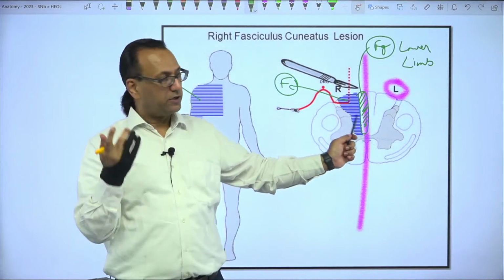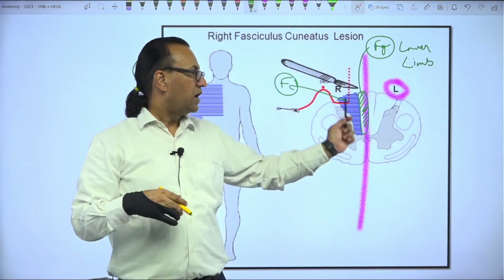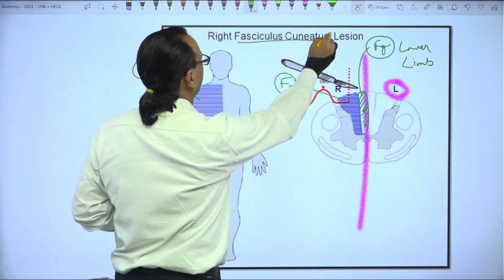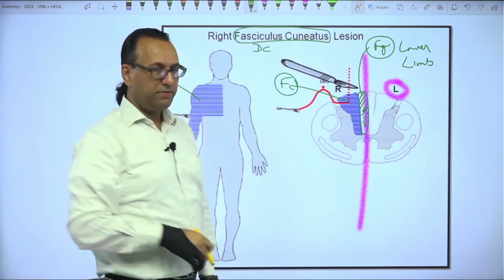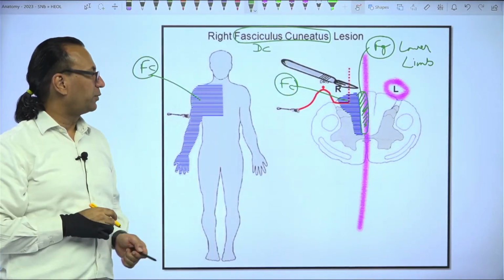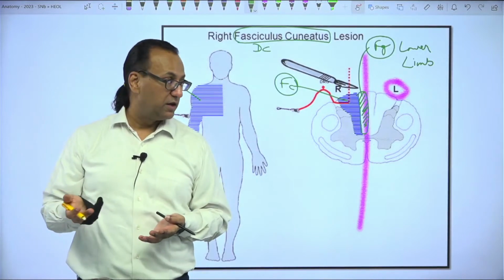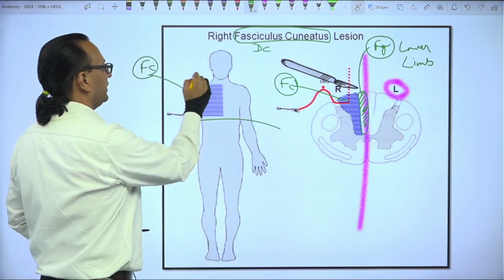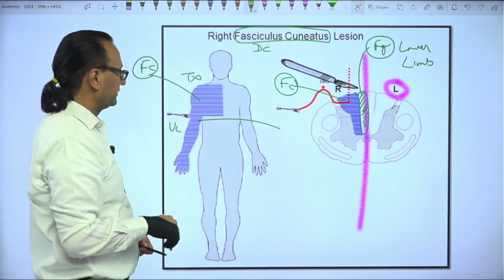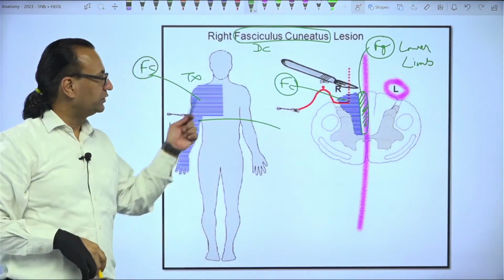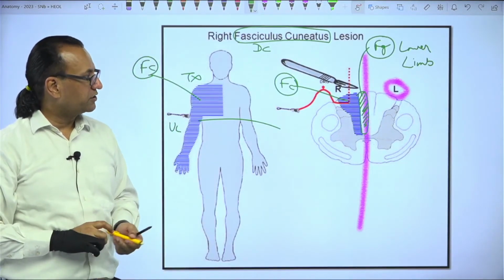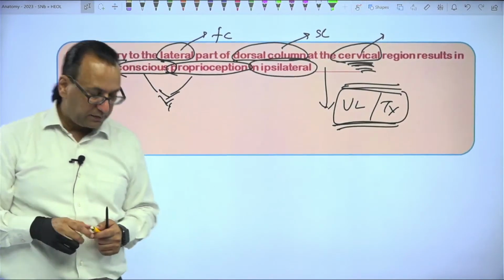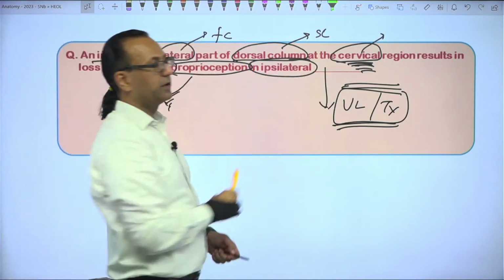So the question was, if there is a right sided lesion in the lateral part of dorsal column, that is not the fasciculus gracilis involved, but fasciculus cuneatus involved, there will be loss of conscious proprioception. Fasciculus cuneatus is the lateral part of dorsal column. Not only does it carry conscious proprioception, it carries a lot of other sensations also, but where will it be lost? Body above diaphragm, which means thorax or upper limb. Upper limb is a better answer. If you have both options, then upper limb will be the better answer. So I hope you understood. In this question, you take ipsilateral upper limb.